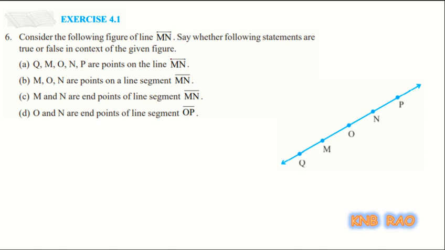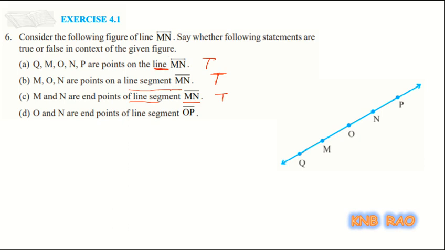Now, children, this is a line. Points Q, M, O, N, P are on the line MN. They are the points lying on the line MN. Yes or no? Yes, it is true. M, O, N are the points on the line segment MN. Yes, they are lying on the line segment MN. It is again true. M and N are endpoints of line segment MN. Yes, that is also true.